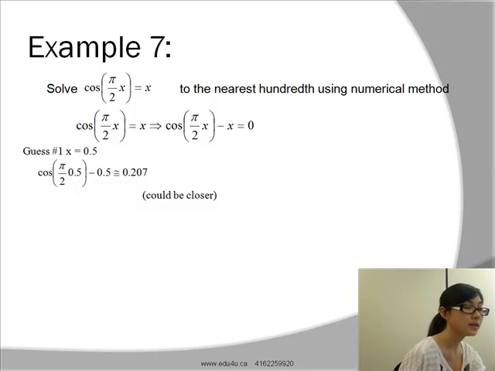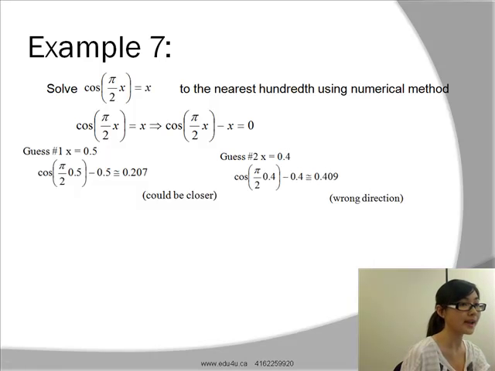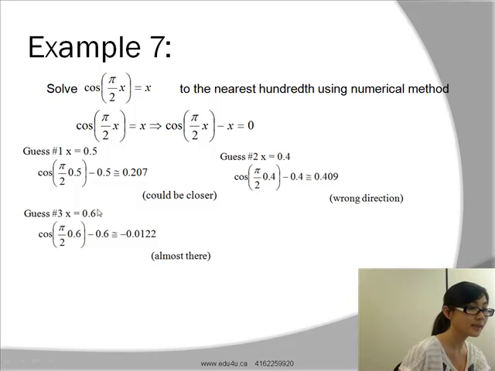Let's take a guess at x equals 0.5. See how that works. We get 0.207. So the answer could be closer to 0 because it's not quite yet 0. So let's try 0.4. Just a slight change in the value for x. That gives us 0.409. And that's actually bigger than 0.207. And we're trying to get to 0. So we're going the wrong direction. Obviously, the x has to be bigger than that.